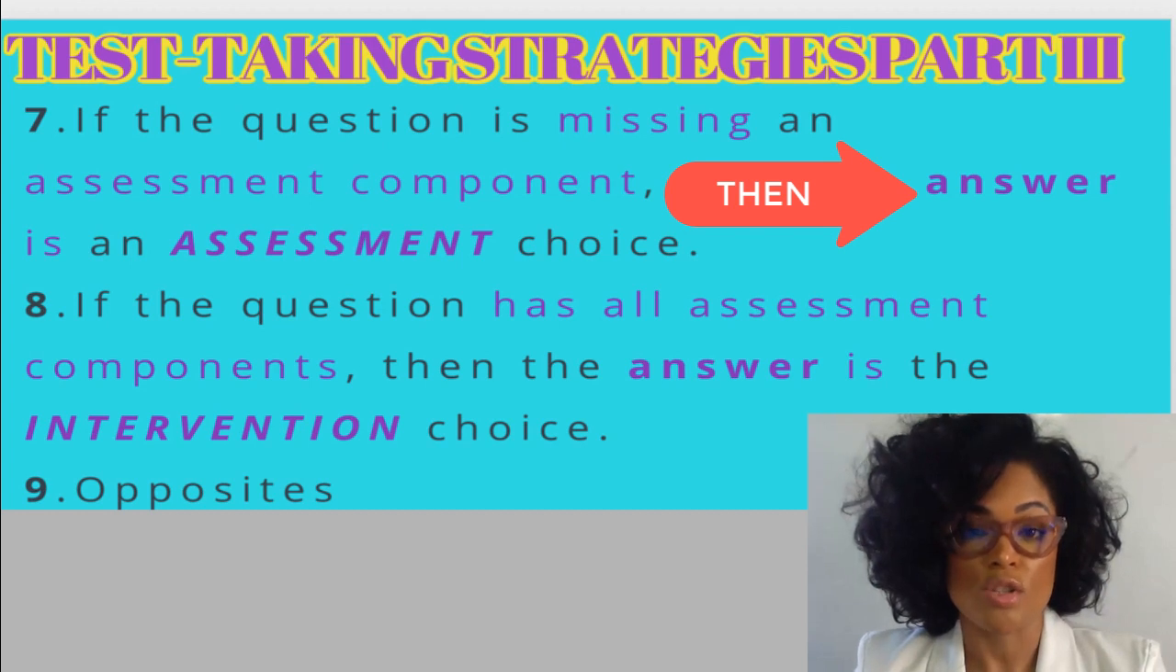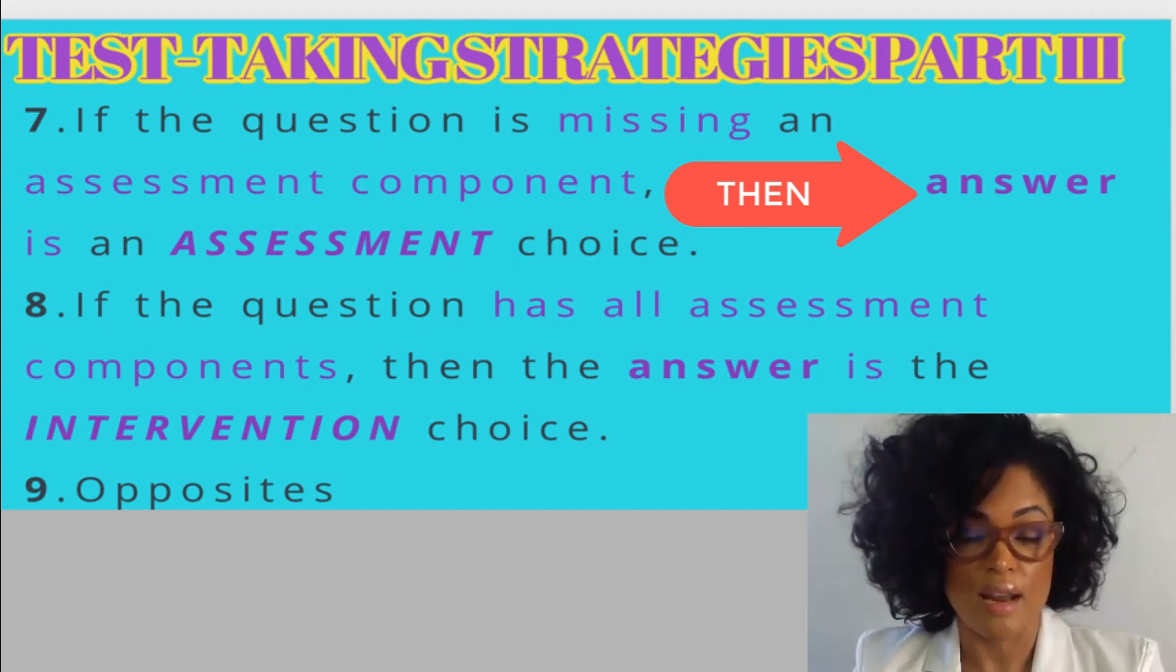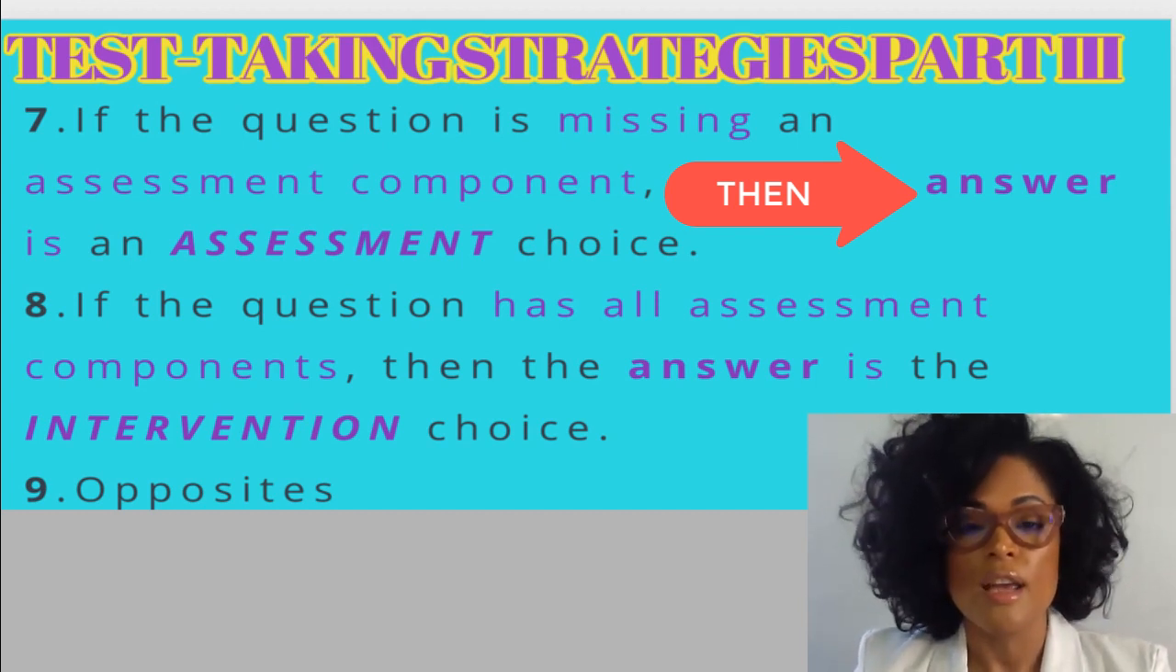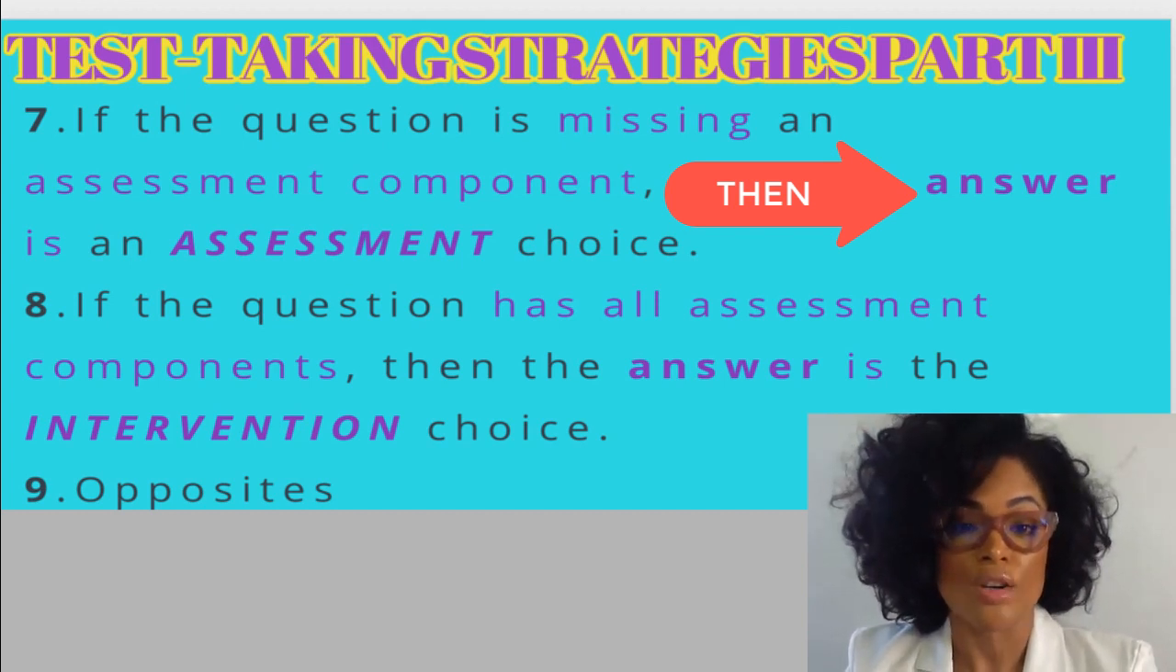If you have a question that pertains to an assessment and the choices are assessments and interventions, ask yourself, do you have all of the assessment components in place? If you do, of course, you're going to pick an intervention, which is the next test-taking strategy. But if you are missing an assessment component, it cannot be an intervention because you need to have all the things in place prior to doing an action.